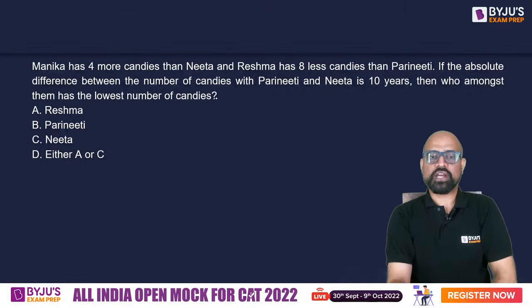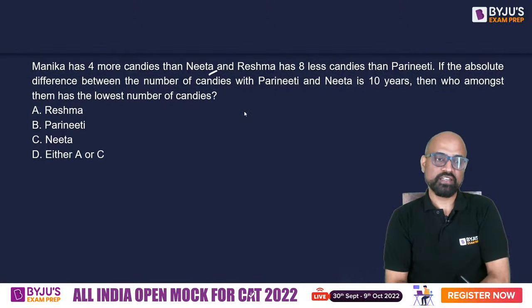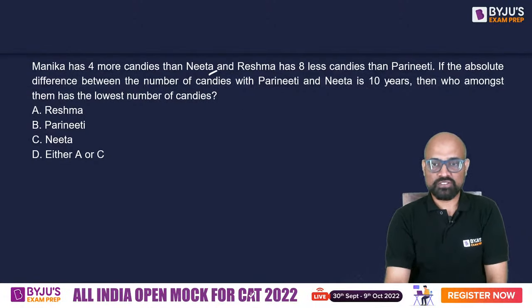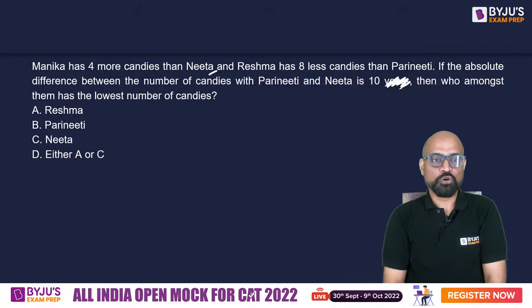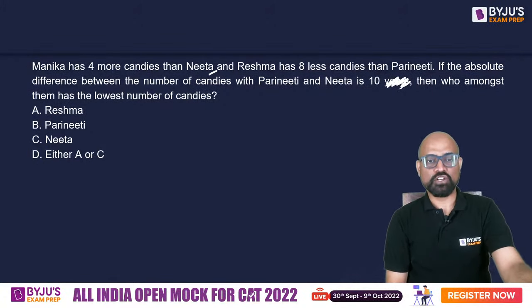Manika has 4 more candies than Neeta and Reshma has 8 less candies than Pariniti. If the absolute difference between the number of candies with Pariniti and Neeta is 10, then who amongst them has the lowest number of candies?